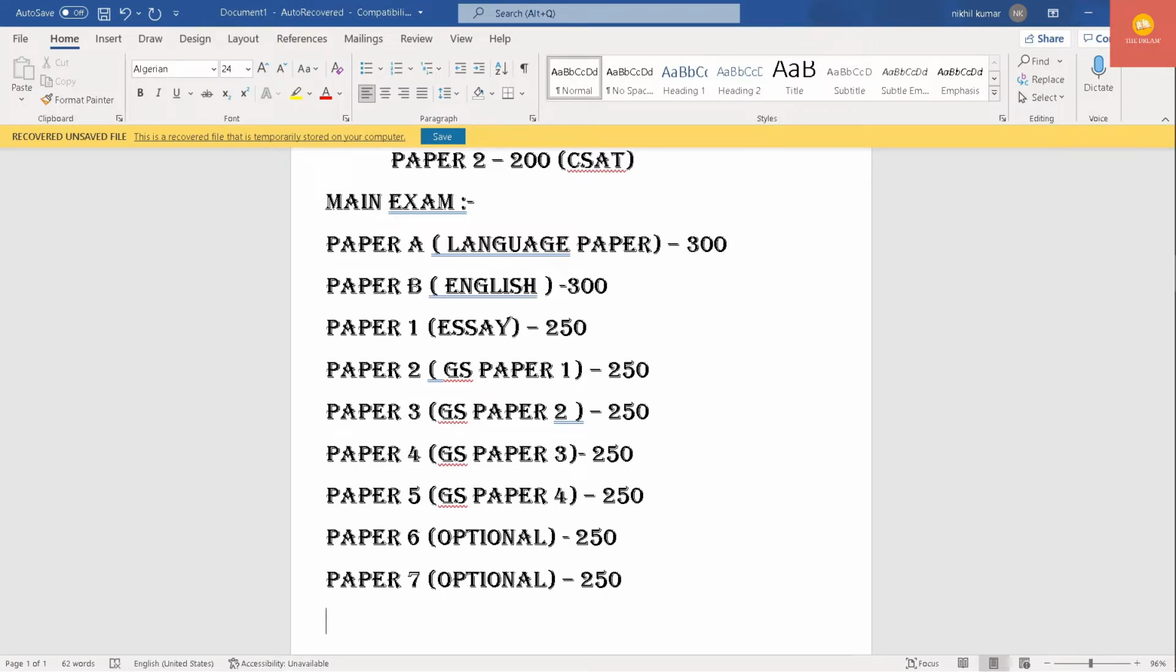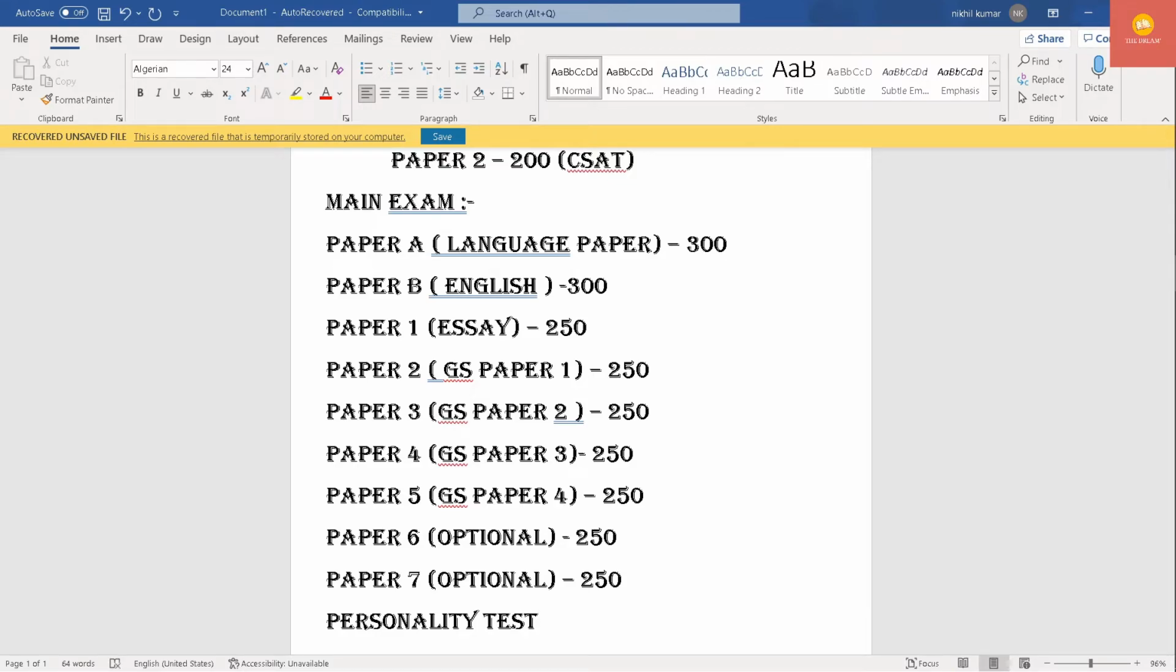Now the next phase is the personality test. You will be eligible for the personality test after clearing the mains exam. Generally you can think of it like an interview, but in this personality test you have to show your personality before the board members.